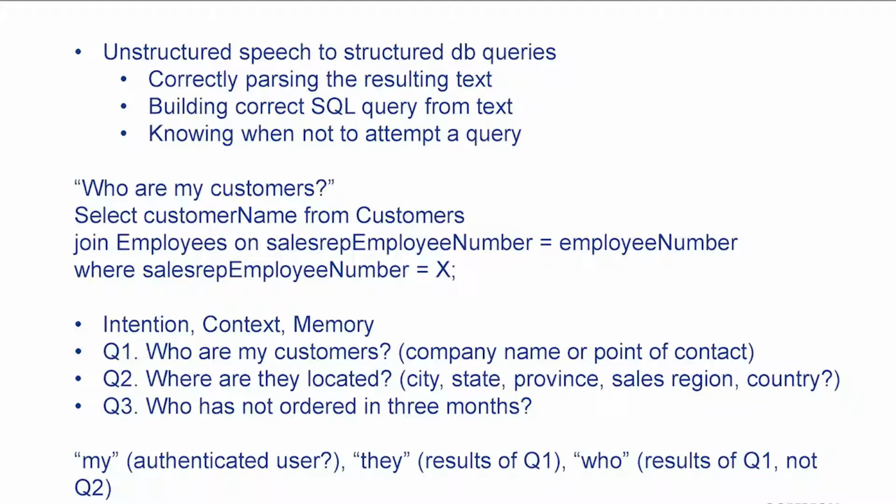Context again. In the first question, who are my customers? Presumably the person who's asking this question. How do we determine that? Is it a sales manager? Is it an individual sales rep, for example? Where are they located? We need to know that this is the results. We're talking about the context of the results of the first question.